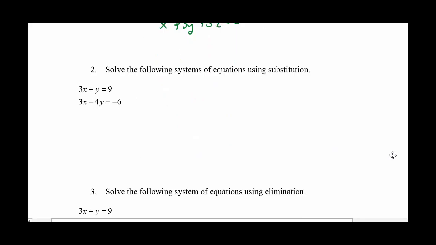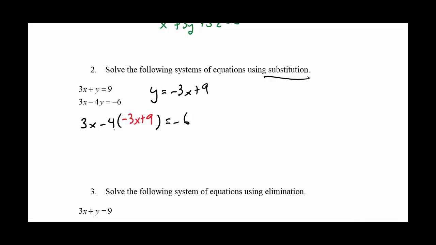Number 2, we are solving a system of equations using a very specific method. We are asked to use substitution. So in substitution, I'm looking for a variable that I can very easily get by itself. And in this case, it's that top equation where it says 3x plus y equals 9. I can bring the 3x over and get y equals negative 3x plus 9. And then I'm going to substitute that into the bottom equation. So I'm going to fill that blank in with negative 3x plus 9. Then I'm going to distribute and solve.